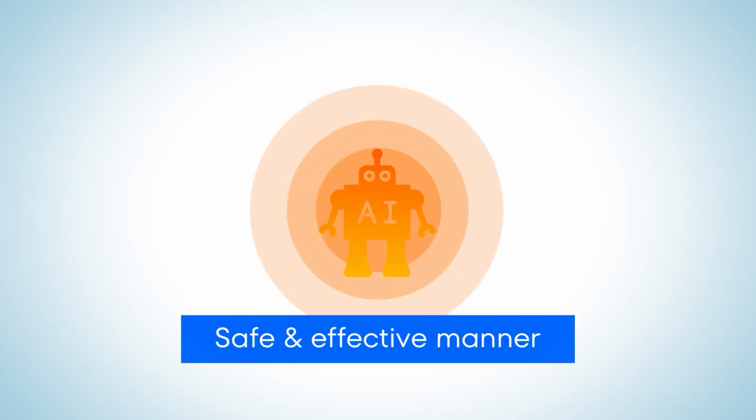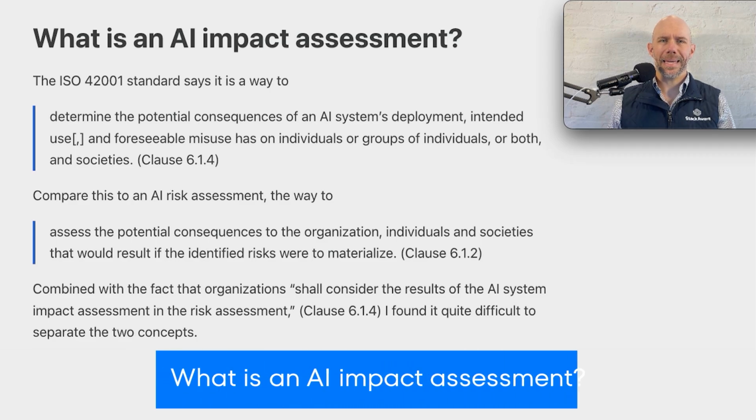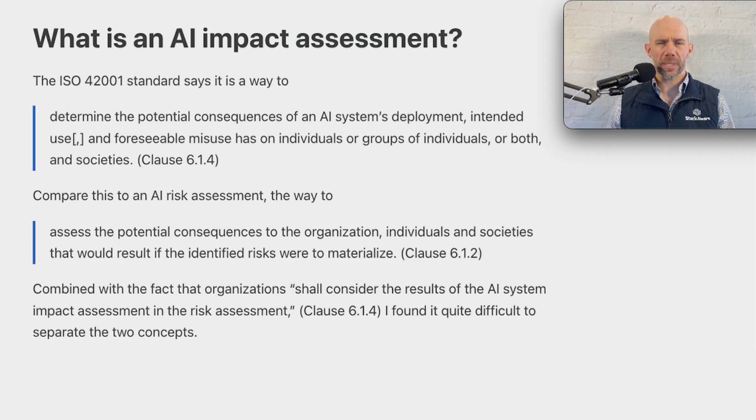So to begin with, what exactly is an AI impact assessment? If you look at the ISO 42001 guidance, frankly, I think it's a little bit confusing. So according to clause 6.1.4, an AI impact assessment is a way to determine the potential consequences of an AI system deployment, intended use, and foreseeable misuse to individuals or groups of individuals, or both, and societies.